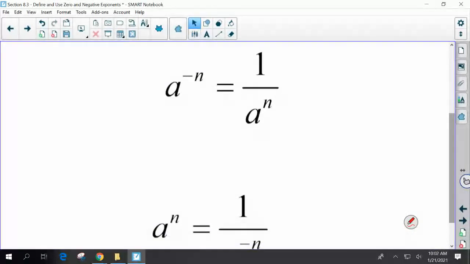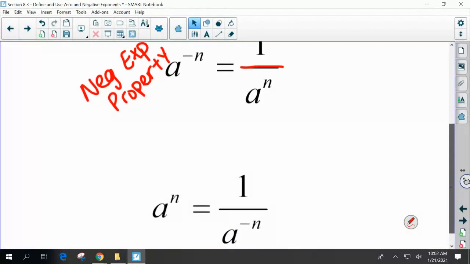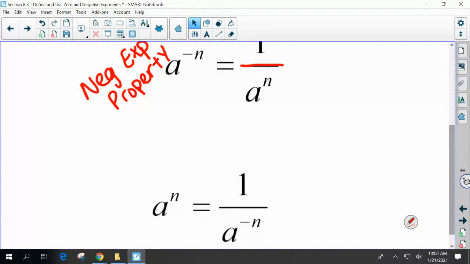So if you have a negative exponent, you cannot leave it negative. So the way to make it positive is you make a fraction and drop it under 1. The same thing goes with if you have a negative exponent in your denominator, you can raise it above 1 and make it a positive exponent.